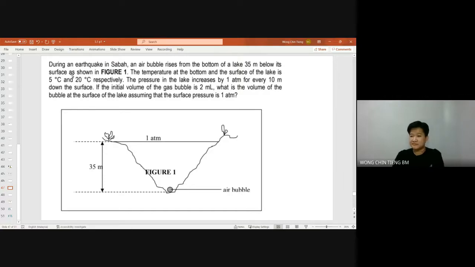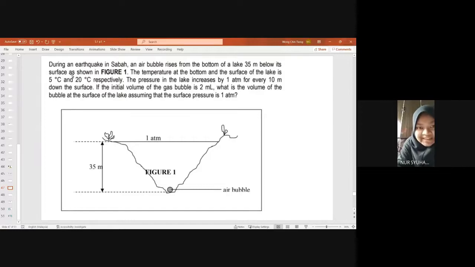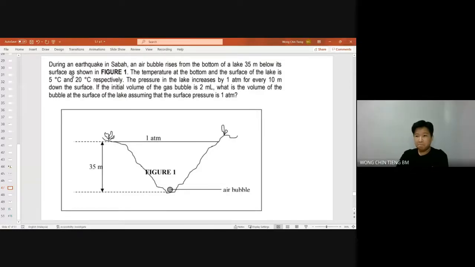The others? Syuhada? Done? 7.38 milliliter. Izzati? 9.48. So we have two groups competing. Let's see who wins. Azri? 7.3375. Oh, 3 versus 3. Eng?